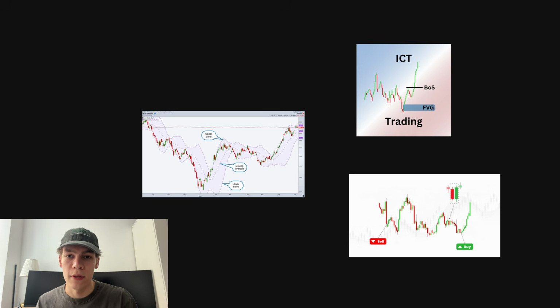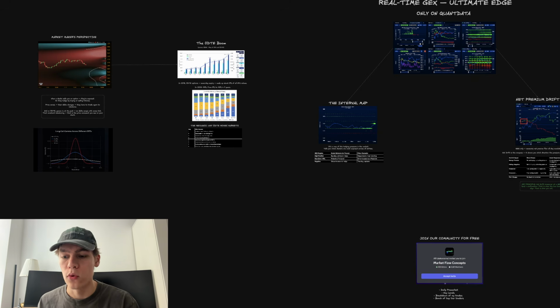Price action is all you need. We all heard that statement, whether it's about ICT, Bollinger Bands, technical analysis, it's all the same. It's all false. Well, what if I told you there's way more precise ways to see what's actually happening in the markets and see beyond candlesticks?